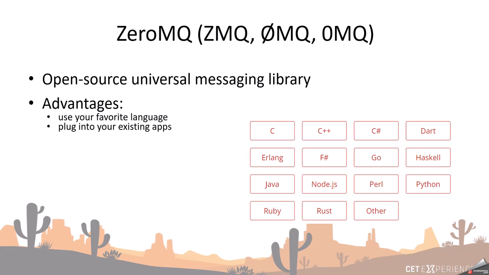So with ZMQ, you can plug into your existing apps. Because it is in all these other languages, if you have another custom app out there and you want CET to talk to it, you can implement your code using ZMQ in both of those applications. ZMQ has a bunch of different messaging patterns available, so it's pretty flexible on how you want to use it, and we'll get into those in a bit.